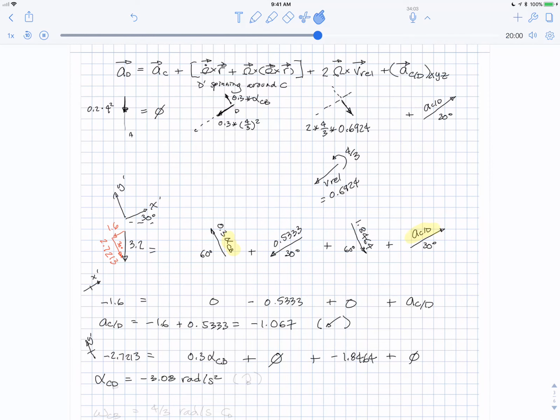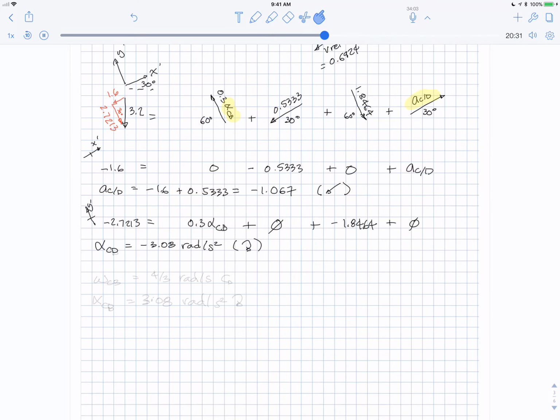While I was taking my little coughing break, I just went ahead and solved it. So I guessed wrong again. Alpha CD turned out negative, minus 3.08 radians per second squared, which means I had guessed counterclockwise, so it's really going clockwise. I've actually solved for all the unknowns, not just what was asked for in the problem, but the original things we were supposed to find were omega CB and alpha CB. So omega CB was 4/3 radians per second counterclockwise, and alpha CB was 3.08 radians per second squared clockwise. Okay, I'll repeat this process for the next problem, the one that you actually turned in.